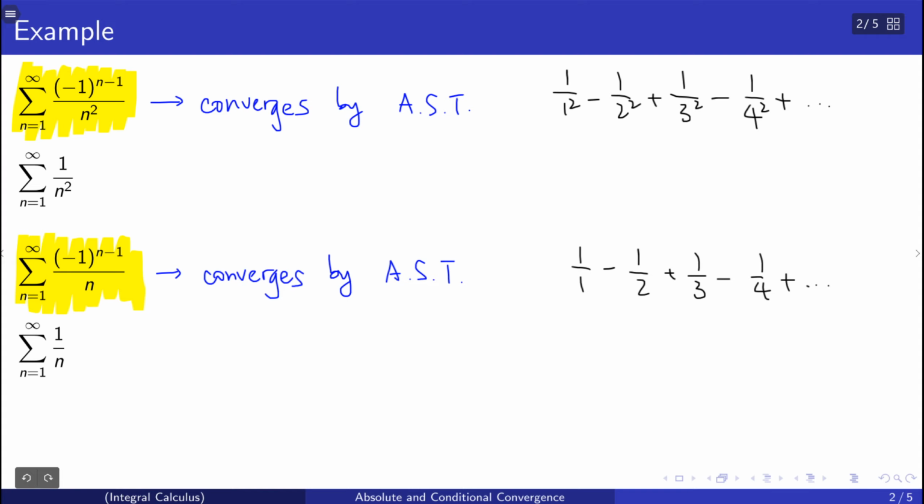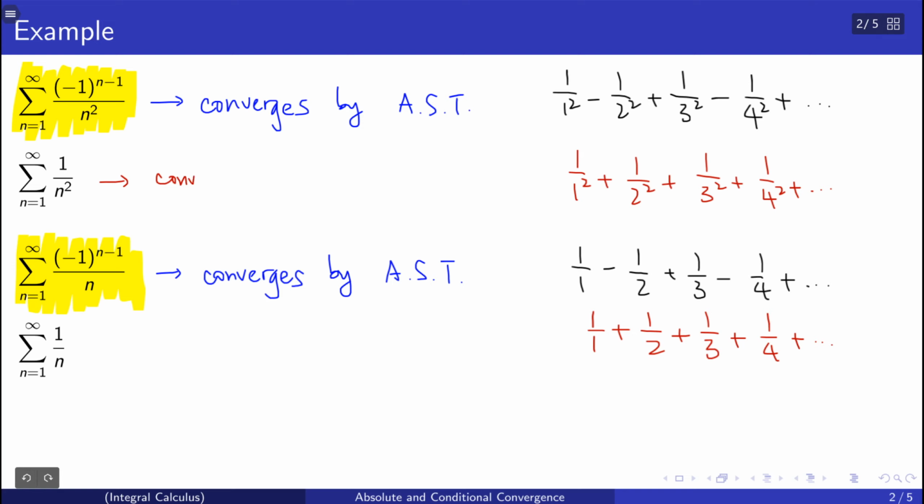Now when you remove the alternating signs and just have pluses for all the signs, are they convergent or divergent? You should remember this. The sum of 1 over n squared is still convergent. And remember, we proved this using the integral test, but now we're just going to call it the p-series test, because we already proved that general result about p-series, and here p is larger than 1, so it converges. When p is equal to 1, it diverges.